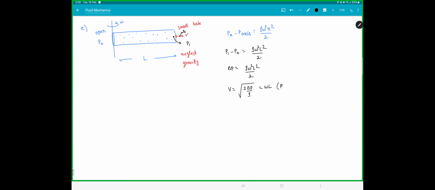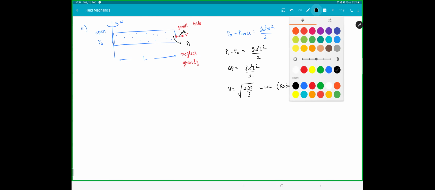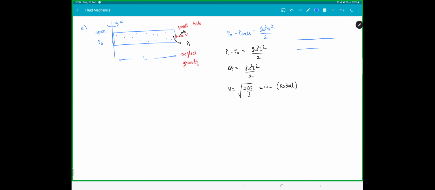Perfect. But remember, this is your radial velocity. So what is actually happening? This guy is also going in a circle, isn't it? So if you are going in a circle, this water jet is coming out. This is V radial, the velocity of efflux. Plus, it will also have a tangential speed now, which is also omega L. So the liquid is actually coming out at 45 degrees.